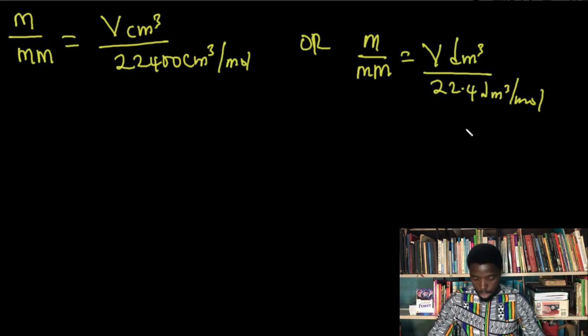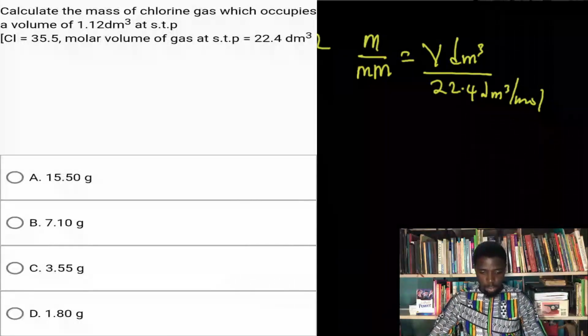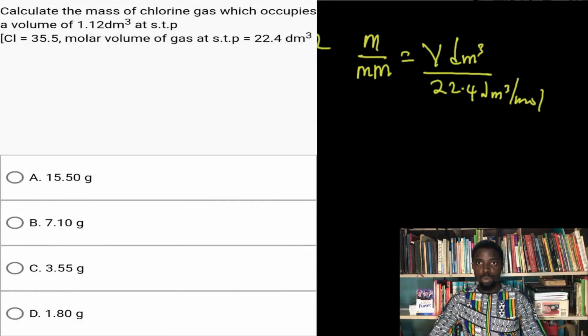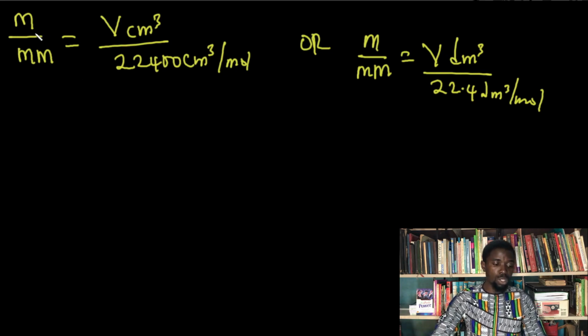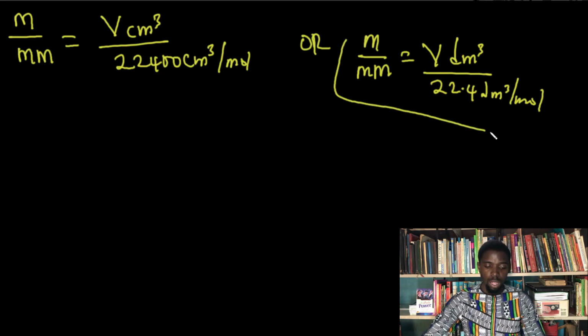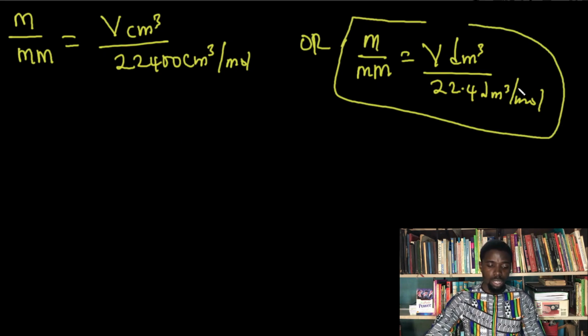So let's solve the question. Calculate the mass of chlorine gas which occupies a volume of 1.12 dm cube at STP. This is actually going to be quite simple to solve. In this question, you are asked to find the mass, whereas you are given the volume in dm cube. So which of these relations is the relationship between mass and volume in dm cube? Yes, you will notice that it is the second one. So we are going to be using this formula.